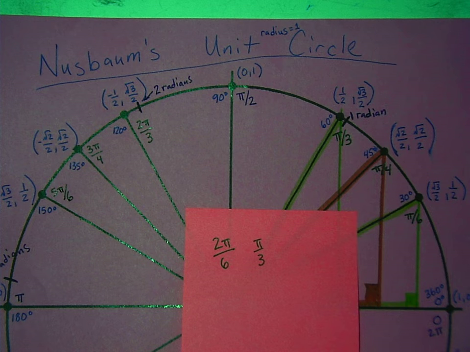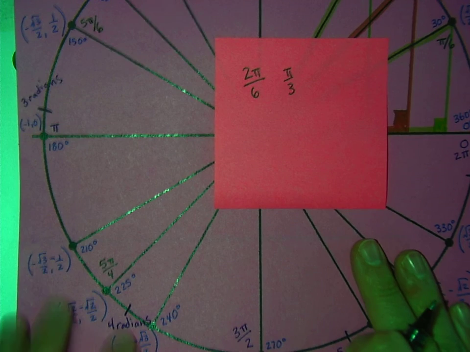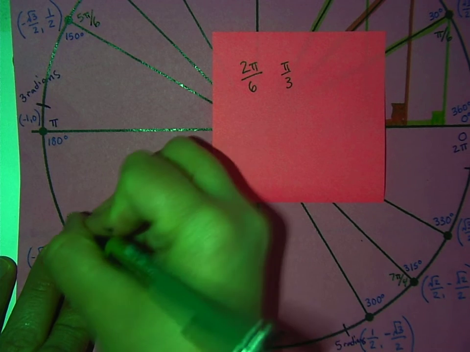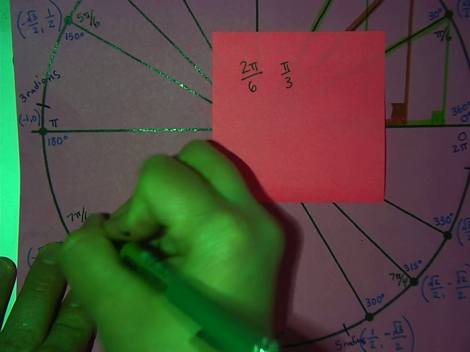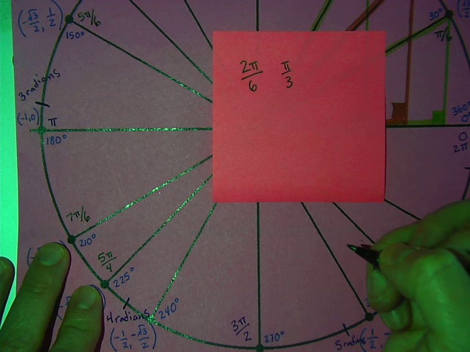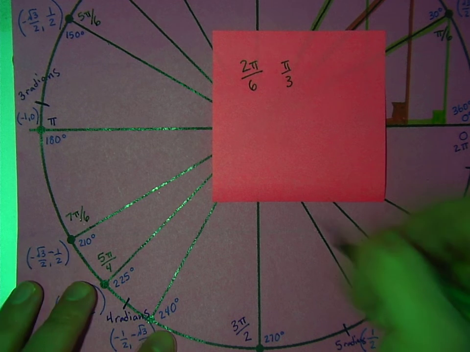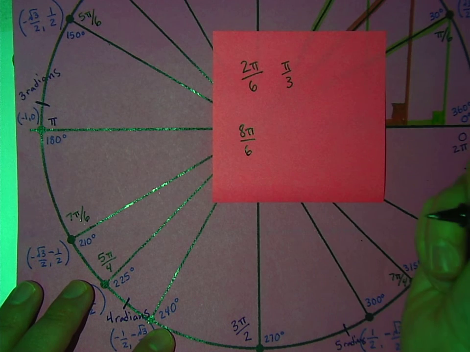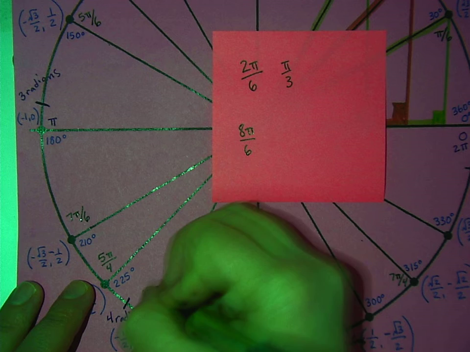And what is 6/6 reduced to? 1, or just pi. Okay, how about this one? 7 pi over 6. 240 is 8 pi over 6, which reduces to 4 pi over 3.